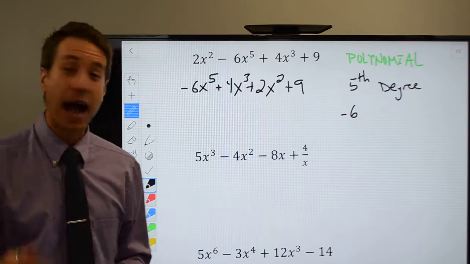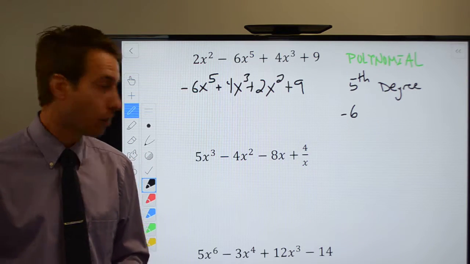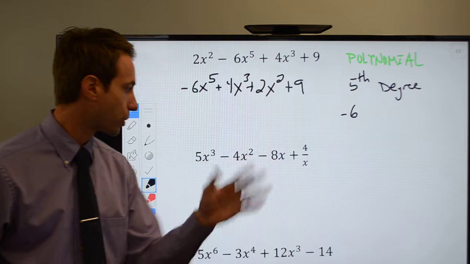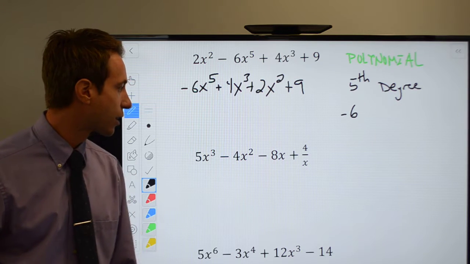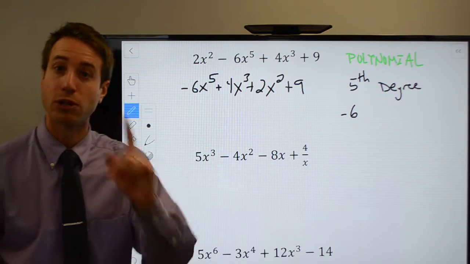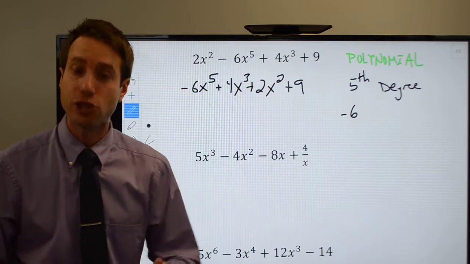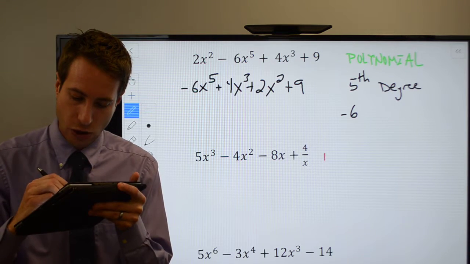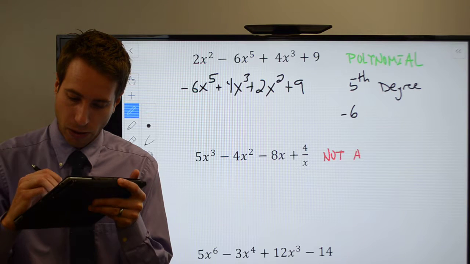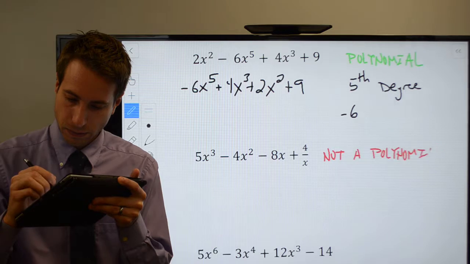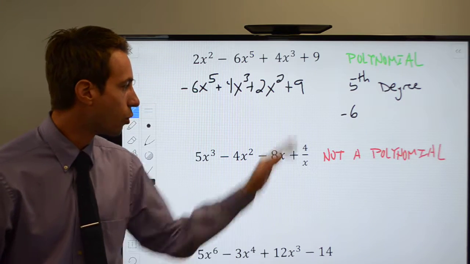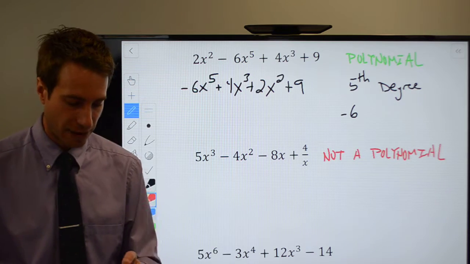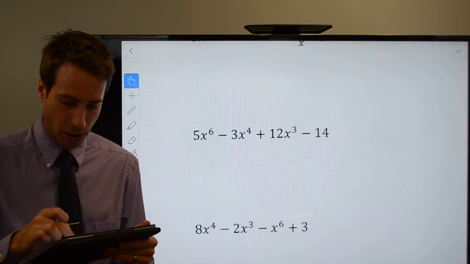The next one, I see that it's all the same variable, so I have x, x, x, and x, which is awesome. I don't have any radicals, I don't have any negative exponents, but I do have division by a variable, which is not allowed in order for this to be a polynomial, so this is not a polynomial. It breaks that one rule where it says you can't have division by a variable. So we're done there. It's not even a polynomial.